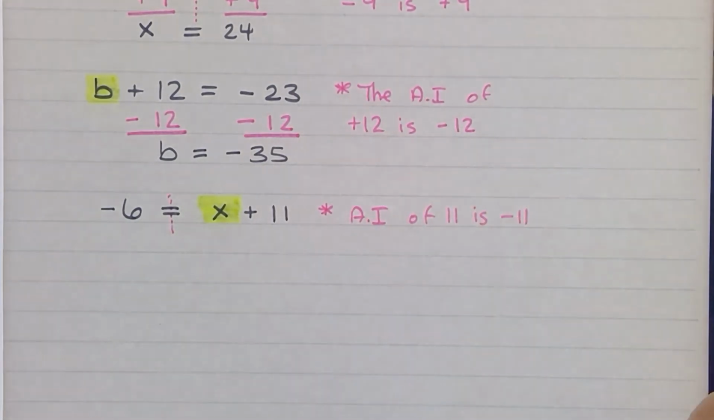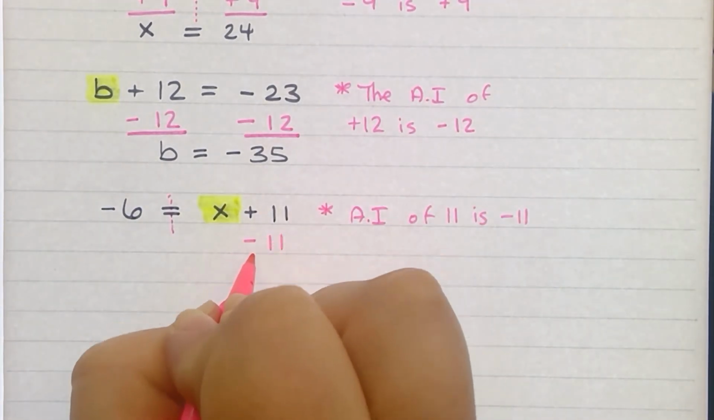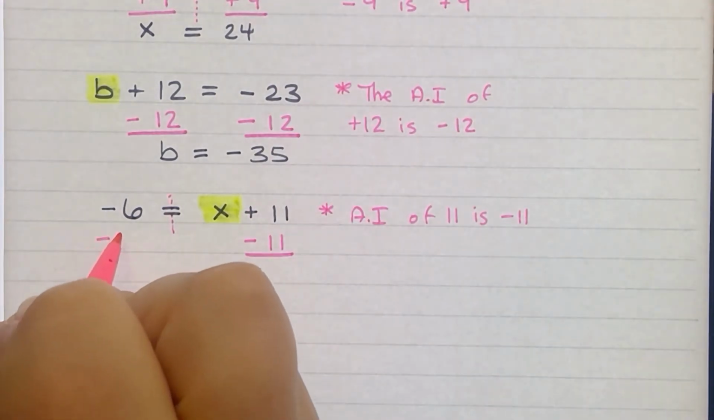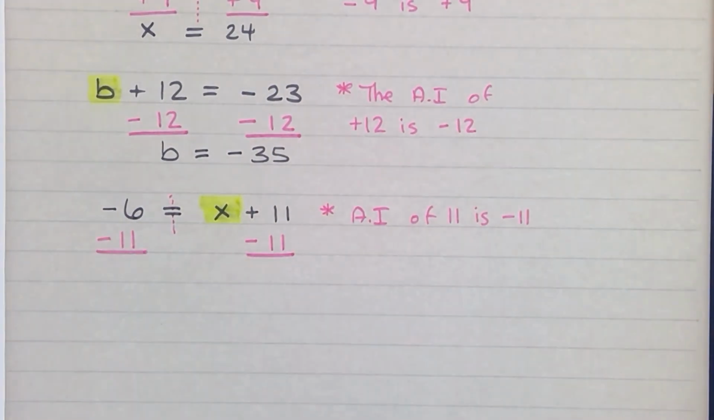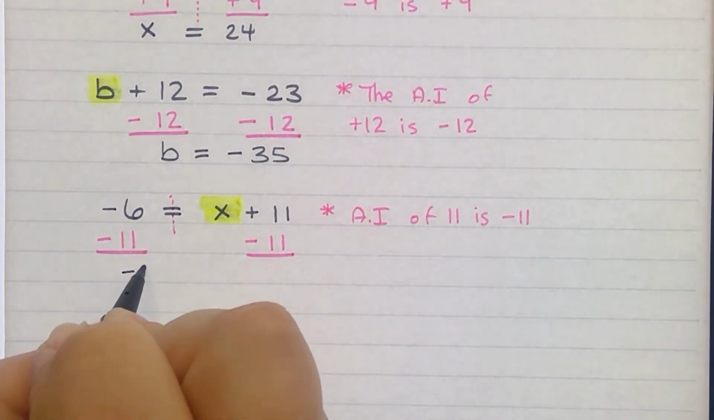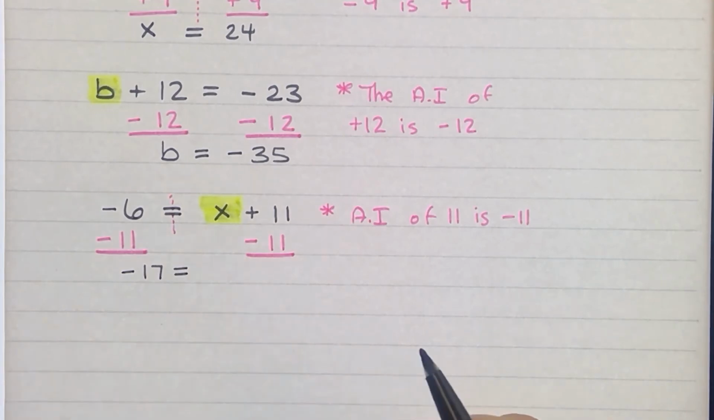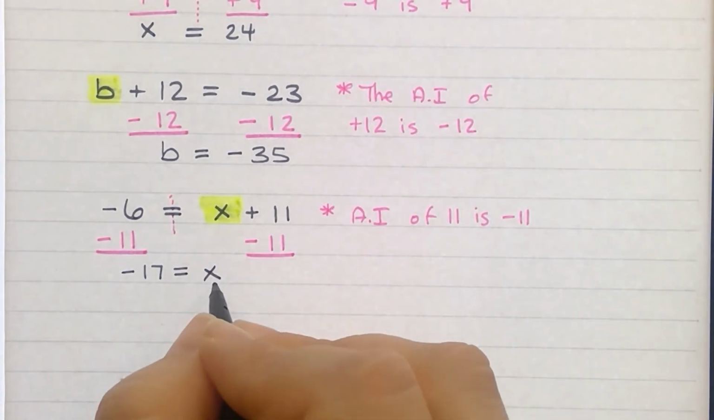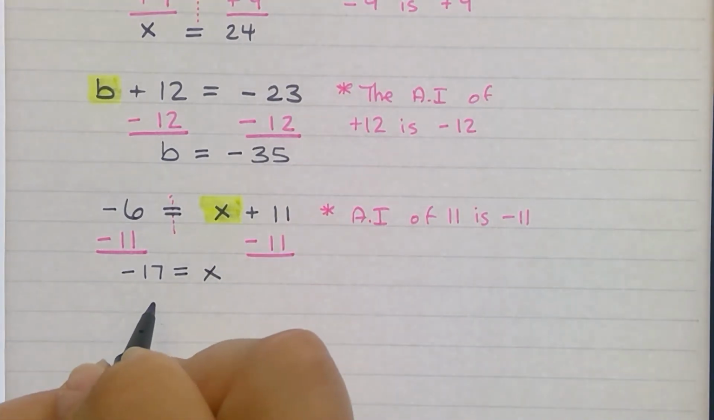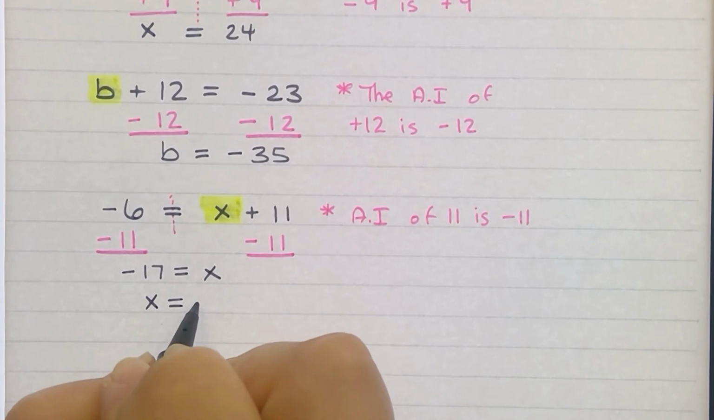All right, if you came up with 11, you're right. The additive inverse of +11 is -11. So we have to subtract 11 on both sides, and that gives us -17 equals x. I don't like that. I like it when my x is on the left. I like saying x equals. So you can just switch it, because if -17 is x, then x is -17, and that's okay.